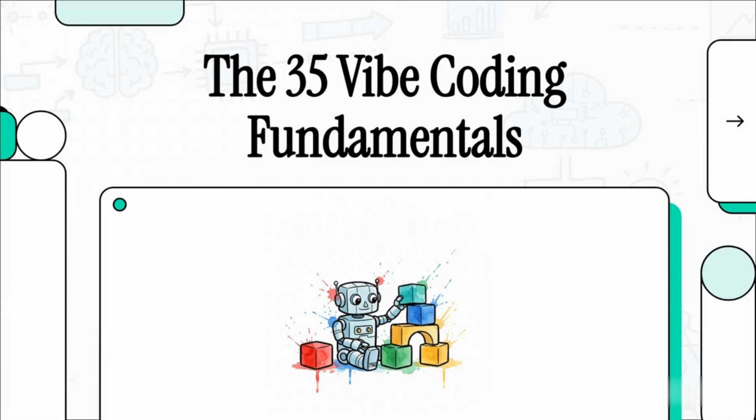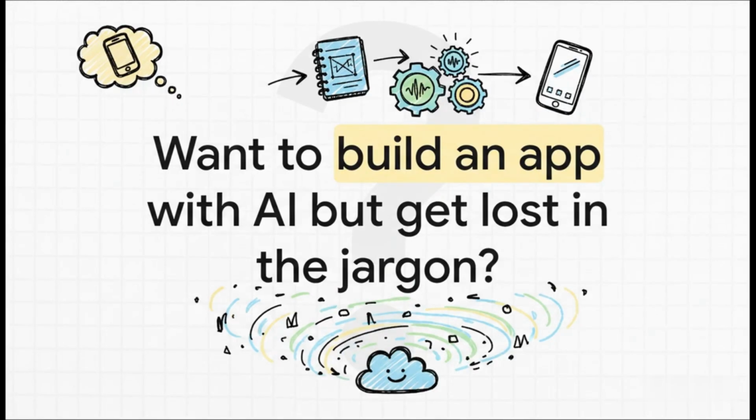Ever had a great idea for an app, but then you just get totally stuck on all the technical jargon? Well, today we're cutting right through that noise. We're going to break down the 35 key terms you need to know to build your first AI-powered app, using this really cool, intuitive process that some people are calling vibe coding. So let's just dive right in.